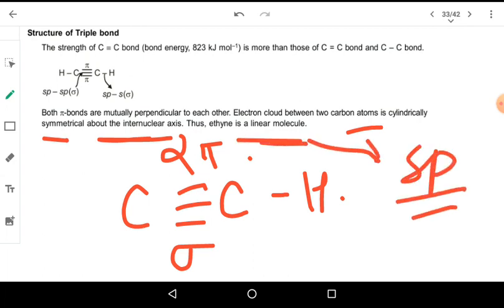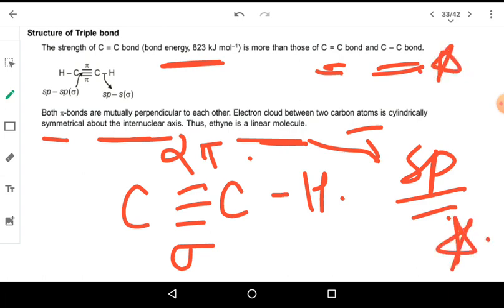We have to remember the hybridization. Hybridization is sp hybridization. We won't get questions based on this, but just remember the strength of the carbon-carbon bond. It is 823 kilojoule per mole, and that is more than that of carbon double bond carbon and carbon single bond carbon. So this is the important fact. And another important fact is the hybridization, that is sp hybridization, and the number of pi bonds and sigma bonds. Pi is 2 and sigma is 1. This is what we are supposed to know from this particular topic.